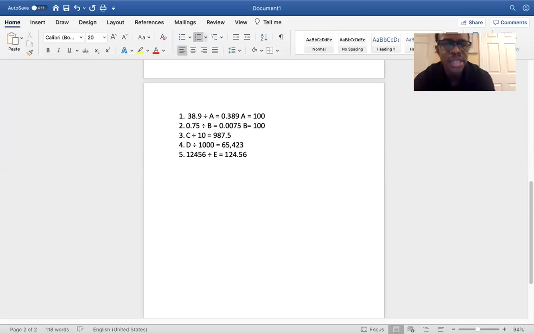Number 3, C divided by 10 equals 987.5. So what could that number be when divided by 10, which means we move the decimal point once to the left? So it's right here. It was moved once to the left. So that means it originally was right here. So we know that our answer C is 9875. And then it was moved 1 time to the left.